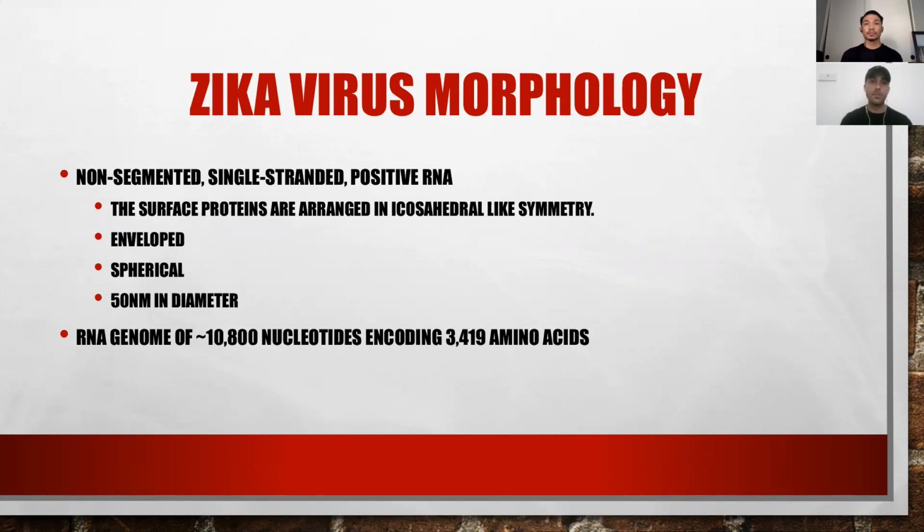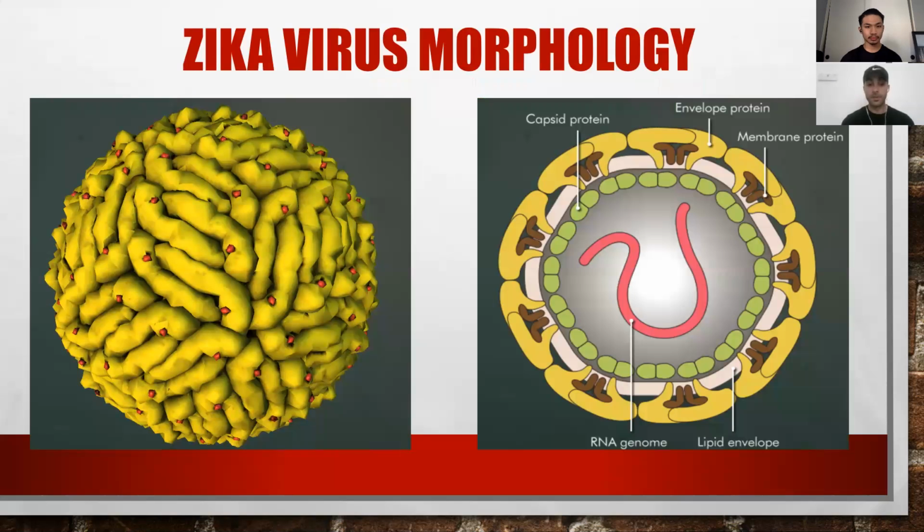So morphology. The Zika morphology is a non-segmented, single-stranded positive RNA. The surface proteins are arranged in icosahedral-like symmetry. They're enveloped, they're spherical, and they're 50 nanometers in diameter. The RNA of the genome is about 10,800 nucleotides, encoding about 3,419 amino acids. In addition, like other RNA viruses, the Zika virus mutates as it spreads throughout the population. Viruses enter the lymph nodes, and they multiply rapidly in the monocytes and the macrophages.